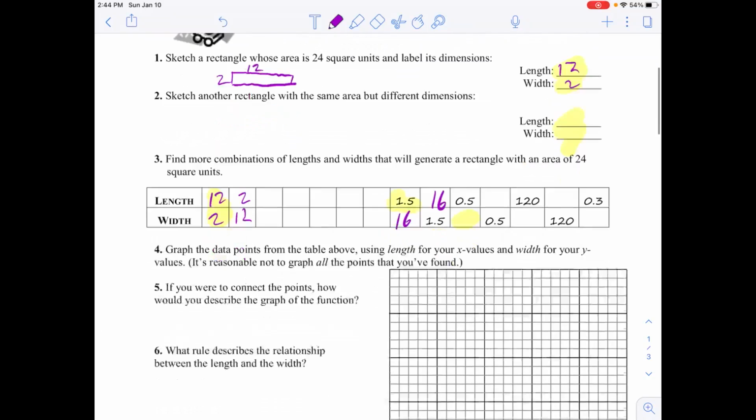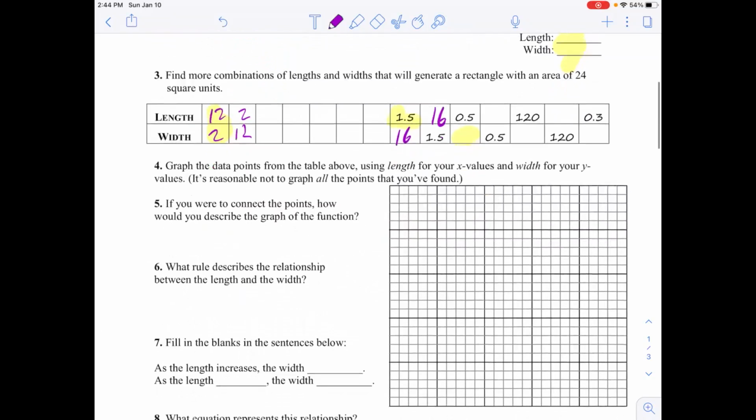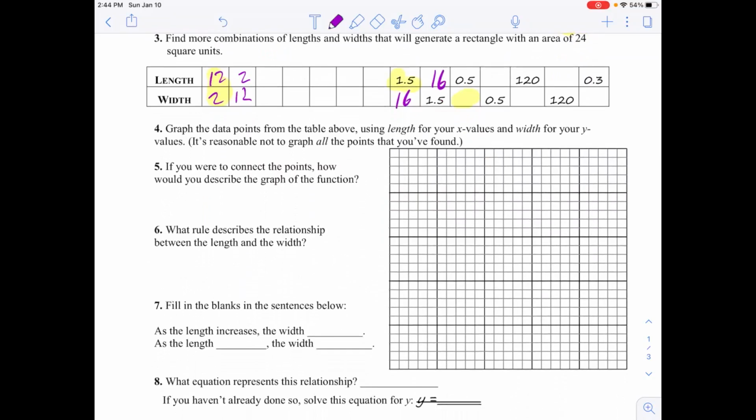Now, after you fill in your table, you're going to graph all of the points on your table on here. To graph, you're going to do the length by the width, and that's going to be your X and your Y. So for example, if I wanted to graph the point 12, 2, I would go over 12 and up 2.